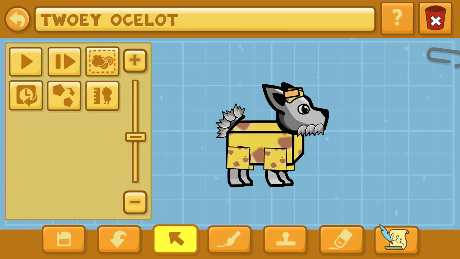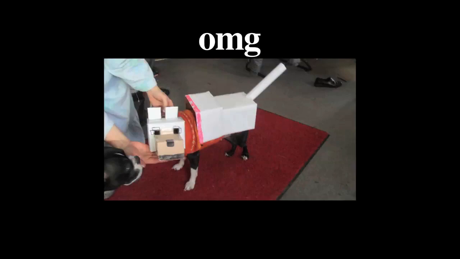If it exists, I don't know if it exists. Minecraft dog costumes. We should look that up for sure, just to see if it exists.